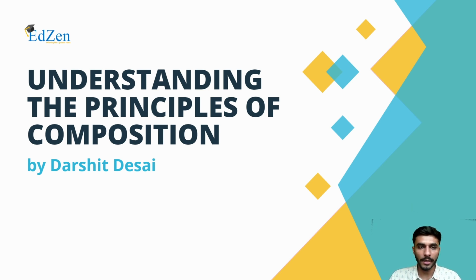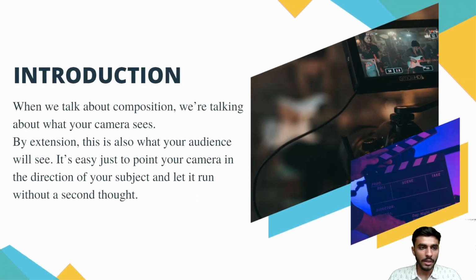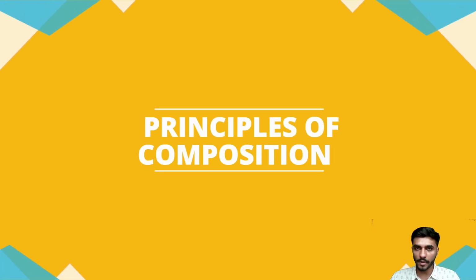In this video, we will be understanding the principles of composition. So, when we talk about composition, we are talking about what your camera sees. By extension, this is also what your audience will see. It is easy just to point your camera in the direction of your subject and let it run without any second thoughts. Now let's see what the different principles of composition are.